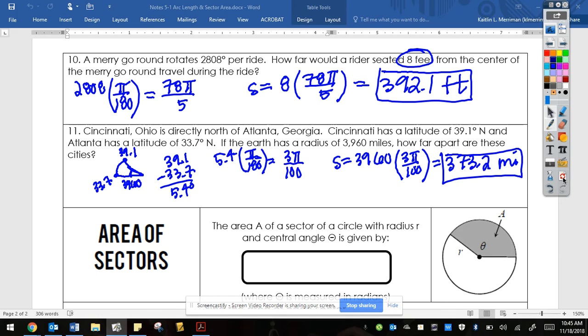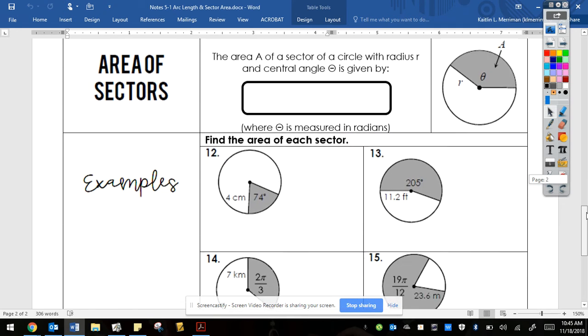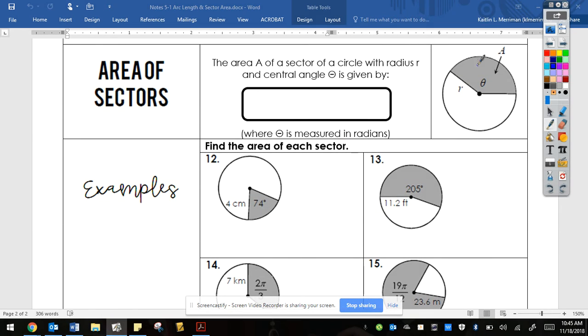Okay? All right, so now let's talk about area of sectors. So if we're talking about pizza again, we're talking about the actual pizza itself, okay? So this shaded gray area. So the formula for this is A equals 1/2 theta r squared, okay?